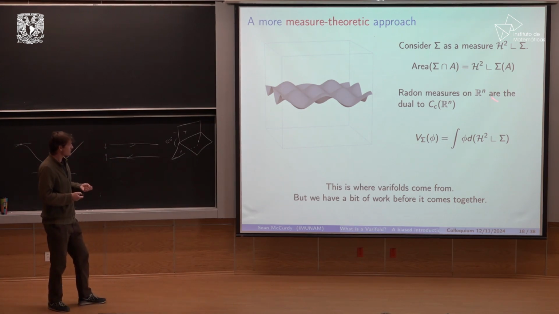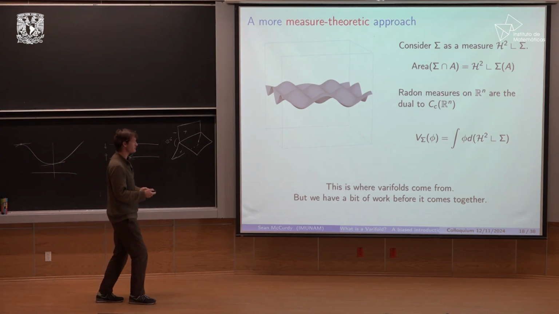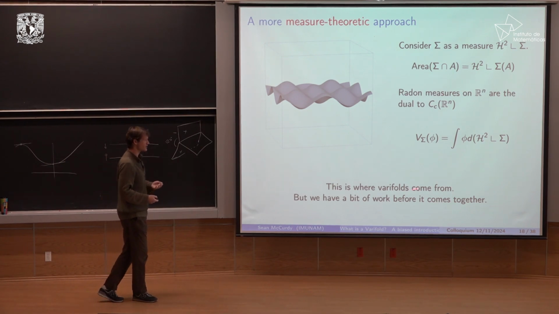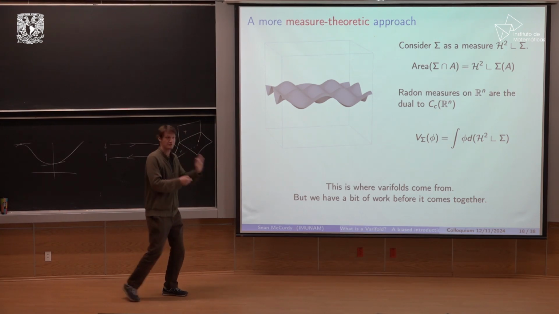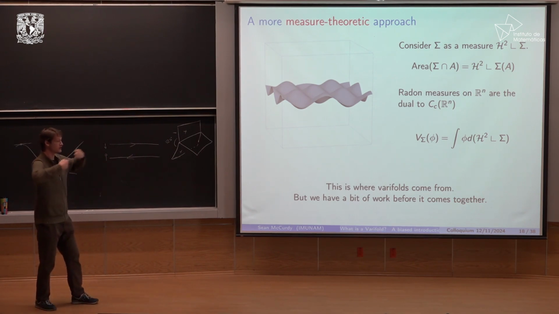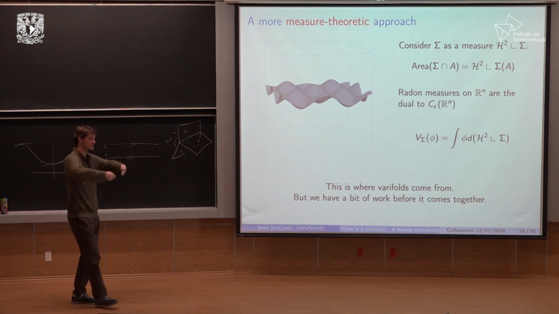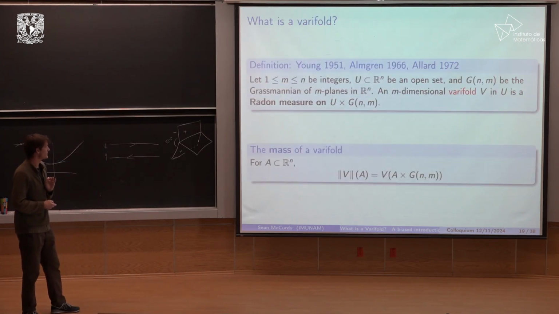And so the duality here, for a given compactly supported continuous function, is just integration with respect to the measure, right? And this measure-theoretic perspective, looking at Radon measures as the dual to this space, this is where varifolds come from, right? I have not defined a varifold yet, but this is where they come from. But to see them in their full generality and to put all the pieces in place is going to take just a little bit of work. So I'll give the full definition.